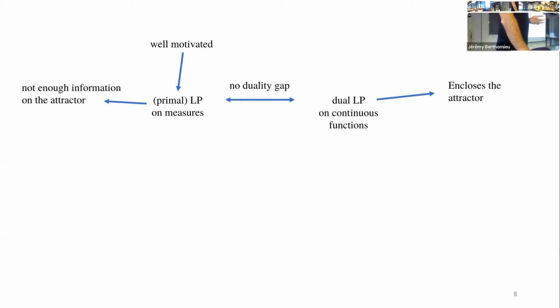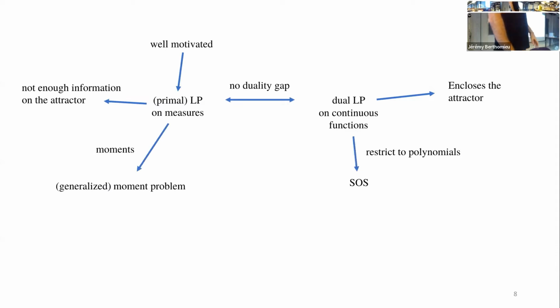And now, once we have guaranteed this, we look at how to compute and solve these problems. On the primal side, we look at moments, and on the dual side, which acts on continuous functions, we restrict to polynomials. The main idea is that when restricting from continuous functions to polynomials, we use the Stone-Weierstrass theorem, and that the solution set is full dimensional. This then gives a generalized moment problem on the measure side, and a sum of squares problem on the polynomial side.